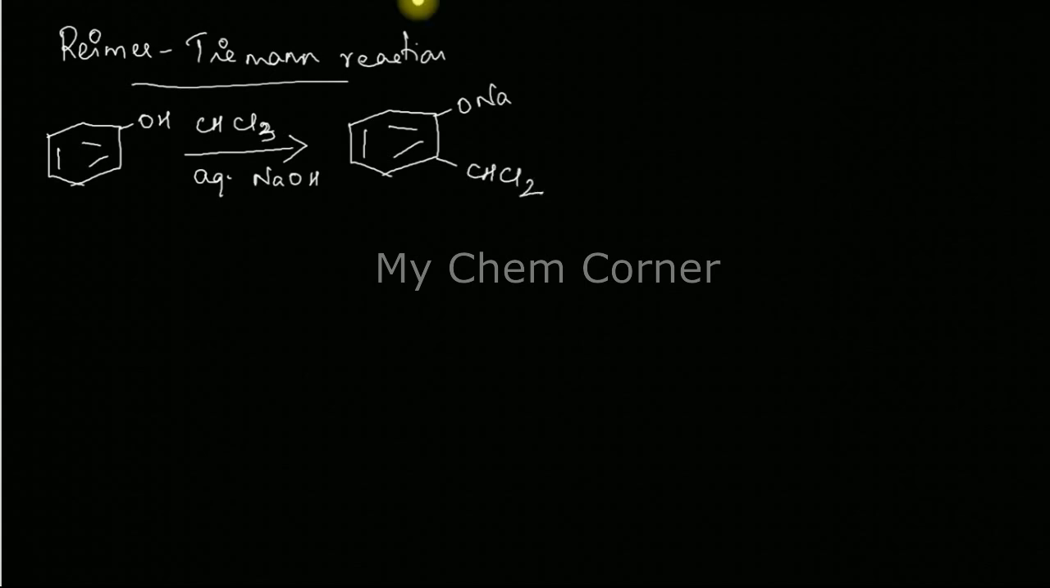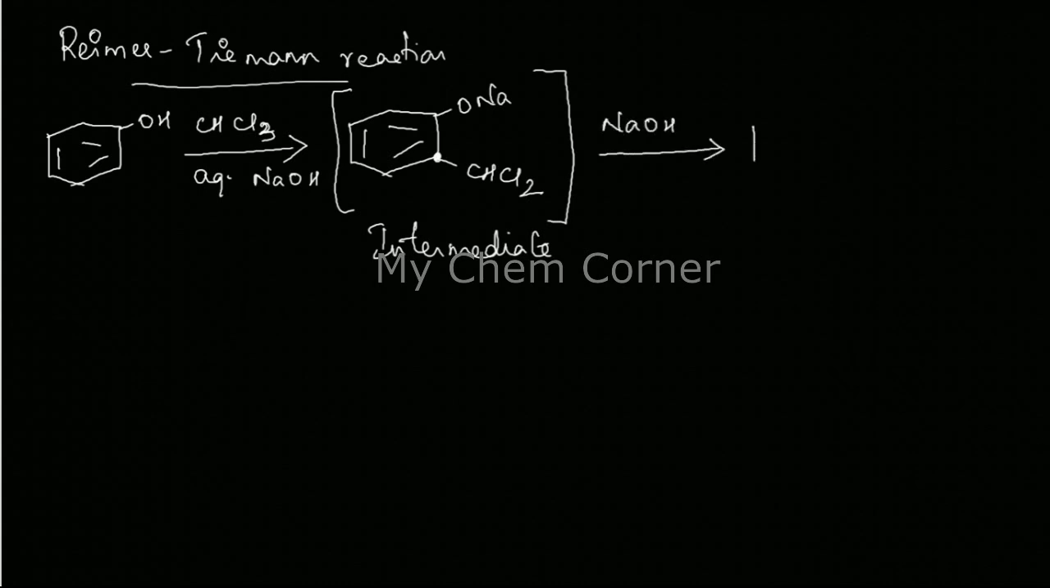Why? Because one chlorine atom will pick up the hydrogen which was initially at this place and move out as HCl. Now this particular molecule here is going to be an intermediate. You can easily extract it and study its properties. The last step is going to be reaction with NaOH to form ONa, and this compound will undergo reaction to give CHO.